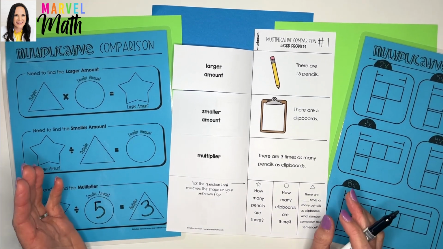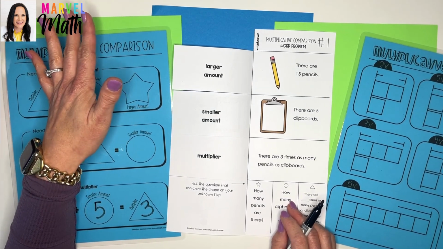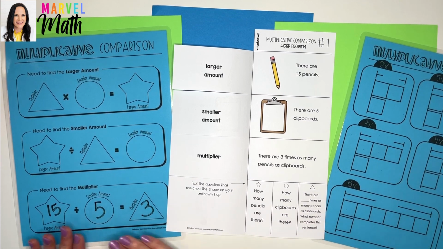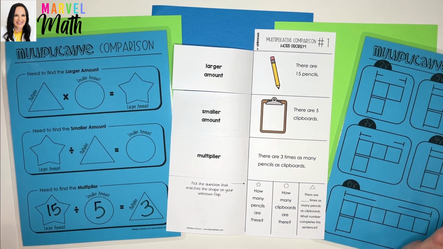So it's great to do multiple problems with the same foldable so that students can see different scenarios. And they can see how in this case we use multiplication to solve. In this case we use division. So the operation is determined by what the unknown is.